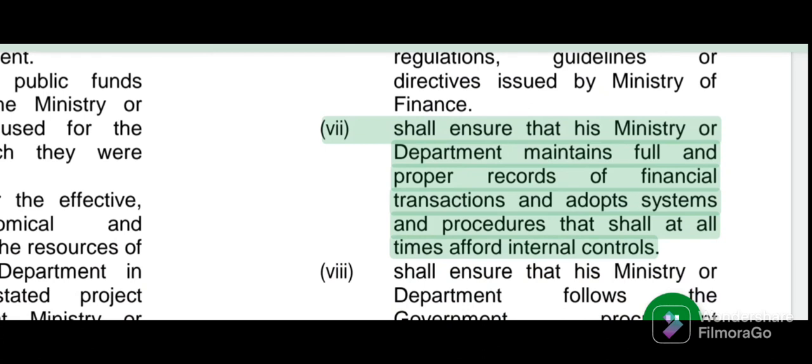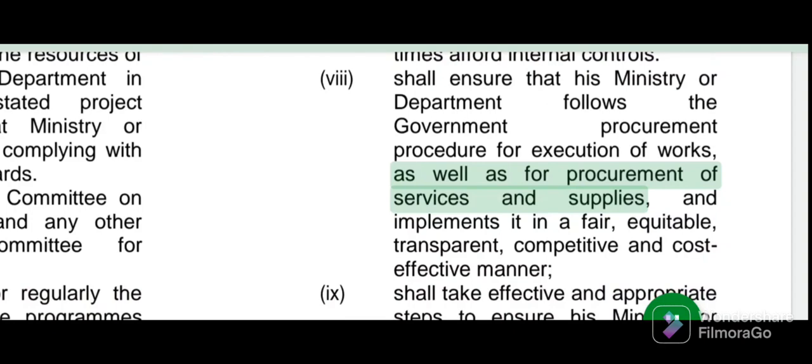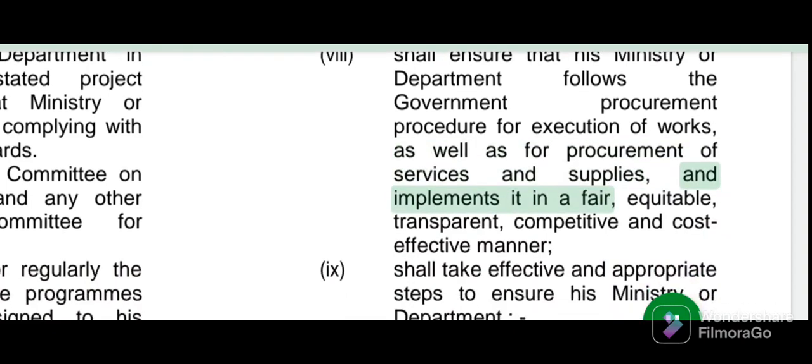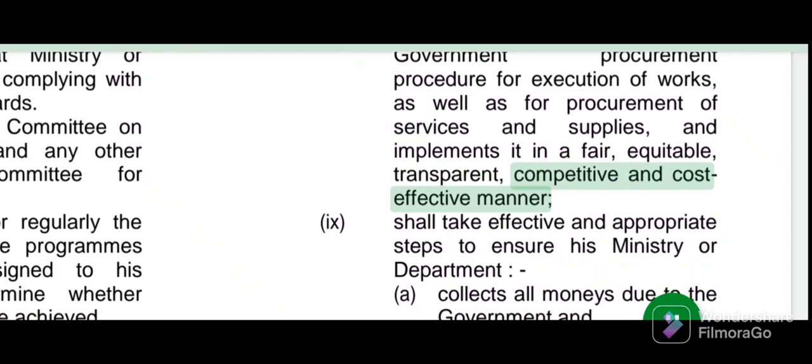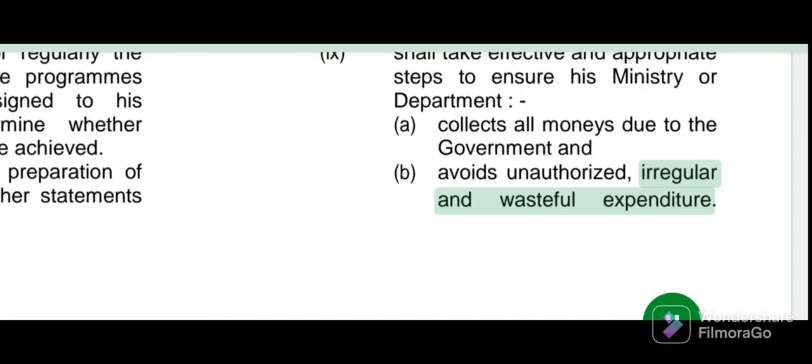Shall ensure that his ministry or department maintains full and proper records of financial transactions and adopts systems and procedures that shall at all times afford internal controls. Shall ensure that his ministry or department follows the government procurement procedure for execution of works, as well as for procurement of services and supplies, and implements it in a fair, equitable, transparent, competitive and cost-effective manner. Shall take effective and appropriate steps to ensure his ministry or department: A. collects all monies due to the government, and B. avoids unauthorized, irregular and wasteful expenditure.